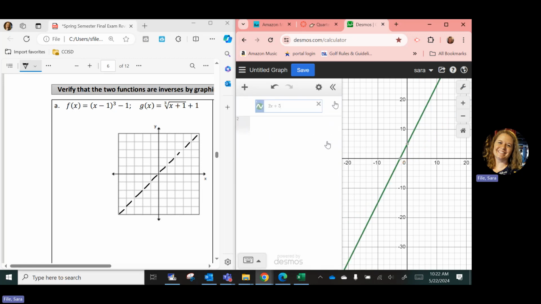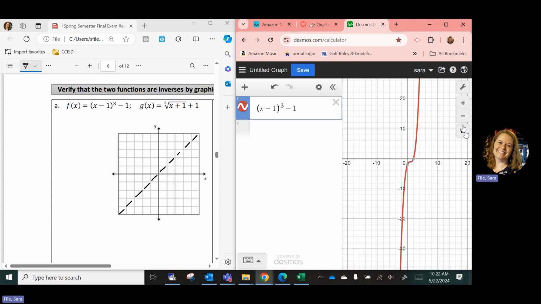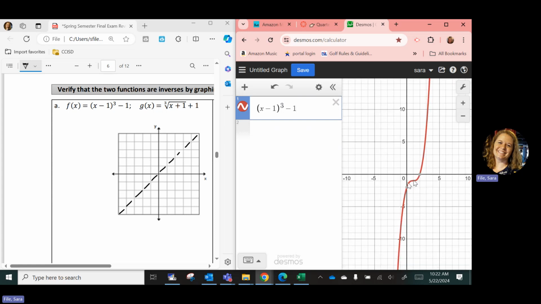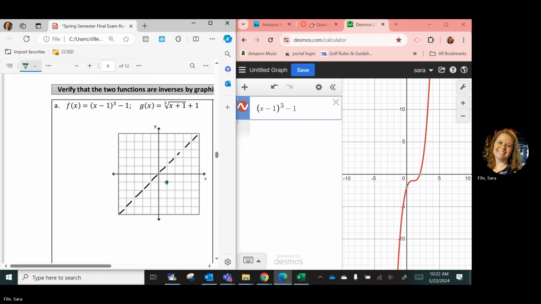So I'm going to graph this x minus 1 cubed minus 1. Okay, so this is the first function, the original function. I can zoom in here and click on some points to get them. So it looks like that point of inflection here is at 1, -1. So I'll plot this in one color. So at 1, -1. And then there's a point at 2, 0, and 0, -2.